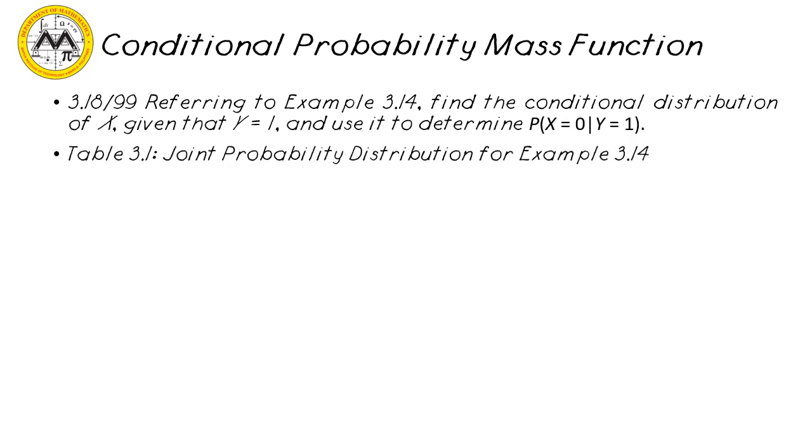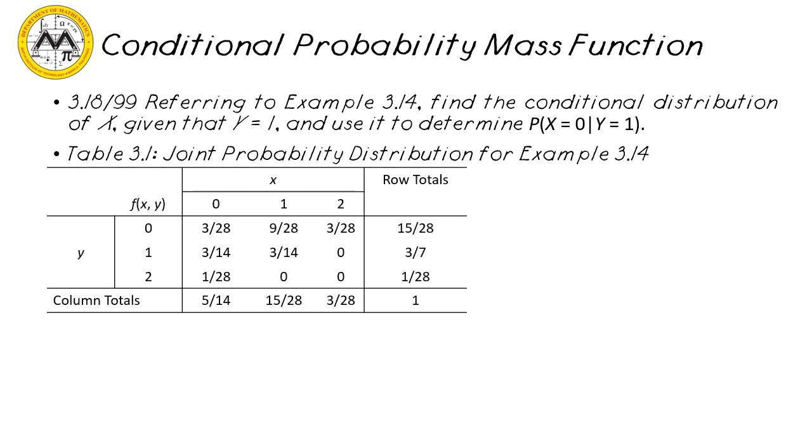So let us consider this probability distribution. So we are given the marginal distribution as well. We have the column totals and the row totals. So find the conditional probability of x given y is equal to 1. So we're looking for the probability of x given y is equal to 1. So we are considering these totals.